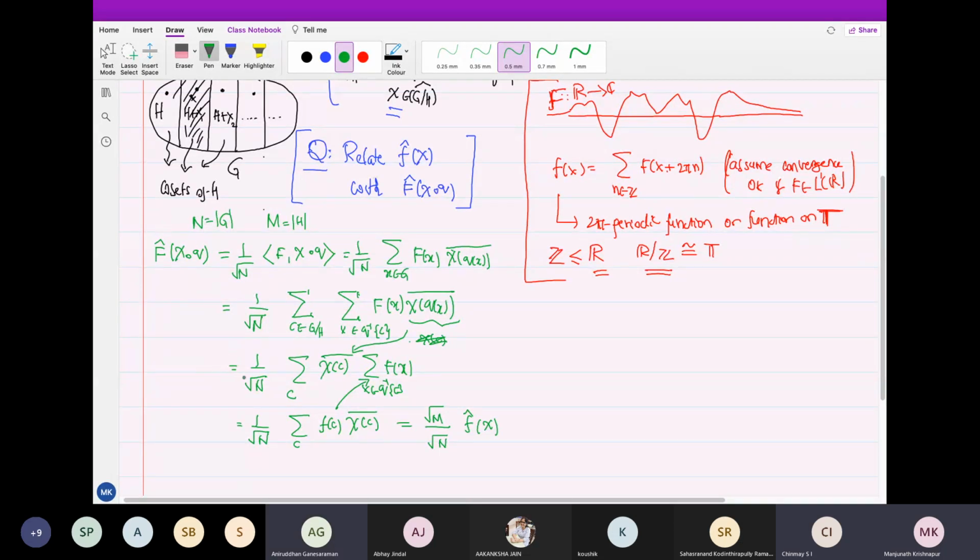Was it this line that... Should M be the size of G mod H or H? Okay. You are right. That's a good point. So this is actually size of G mod H.